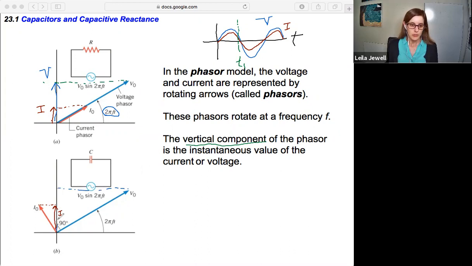So this is a helpful model to be able to draw different circuits and be able to represent what is going on in the circuit. And we'll see how this model can help us when we start building more complex AC circuits. But before we get to more complex AC circuits, we'll need to introduce another circuit element. So stick around.